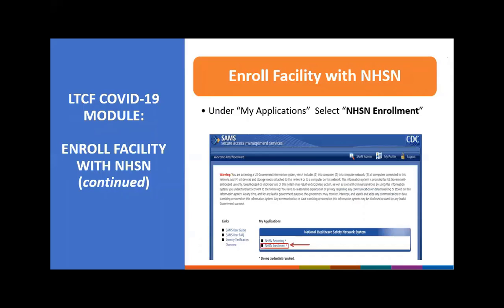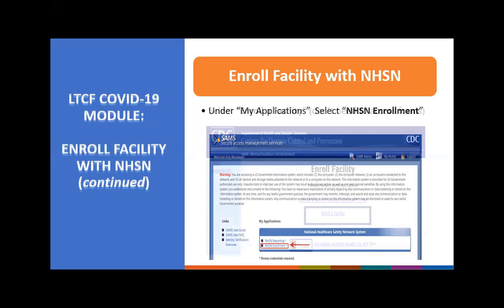Then you're going to click login, and you're going to come to this page. Now, this is where you begin enrolling your facility with NHSN. If you look kind of toward the middle, top of the page, you'll see an area that says My Applications. Under that, you're going to see NHSN Reporting and NHSN Enrollment. So you can't start reporting until you enroll, right? So you need to select NHSN Enrollment.